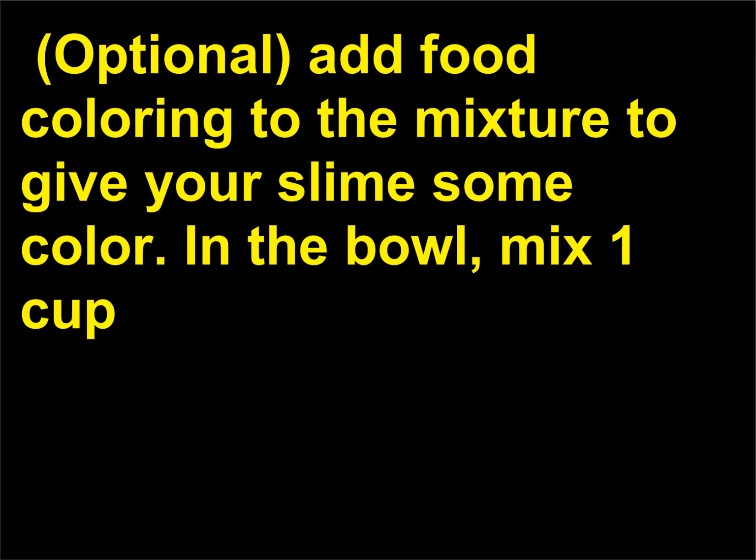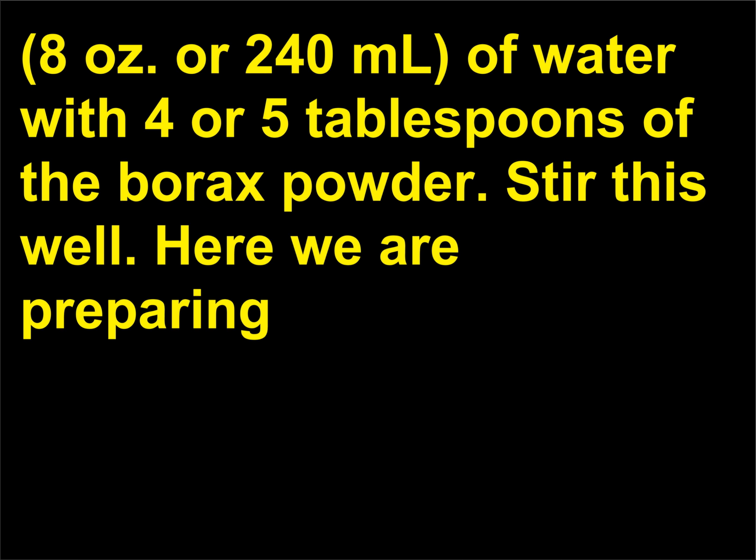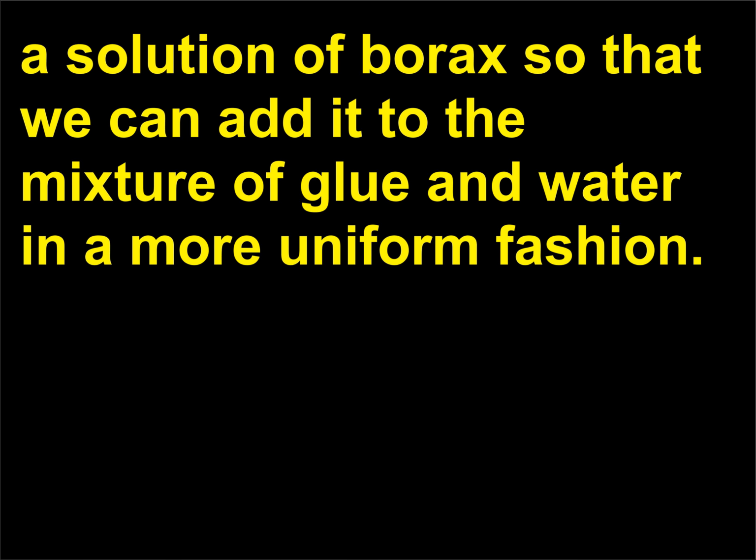Optional: add food coloring to the mixture to give your slime some color. In the bowl, mix 1 cup, 8 ounces or 240 ml, of water with 4 or 5 tablespoons of the borax powder. Stir this well. Here we are preparing a solution of borax so that we can add it to the mixture of glue and water in a more uniform fashion.